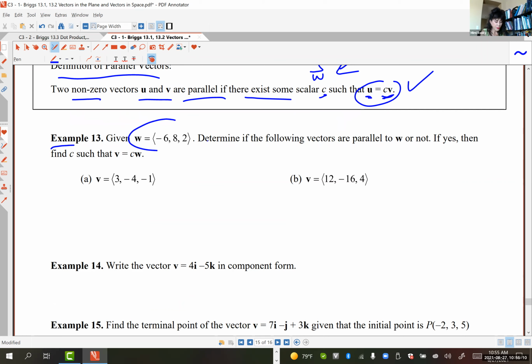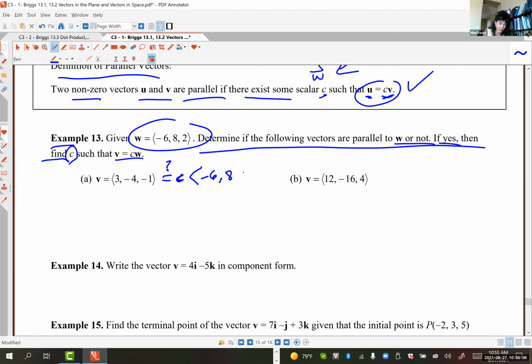So in this example, we're given a vector W, and we're going to determine if the following vectors are parallel to W or not. If yes, figure out the scalar C such that V, the vector given, is a scalar multiple of W. So is V a scalar multiple, we'll just put the C here, of the W vector? And let's distribute the C, so we'll have negative 6C, 8C, 2C.